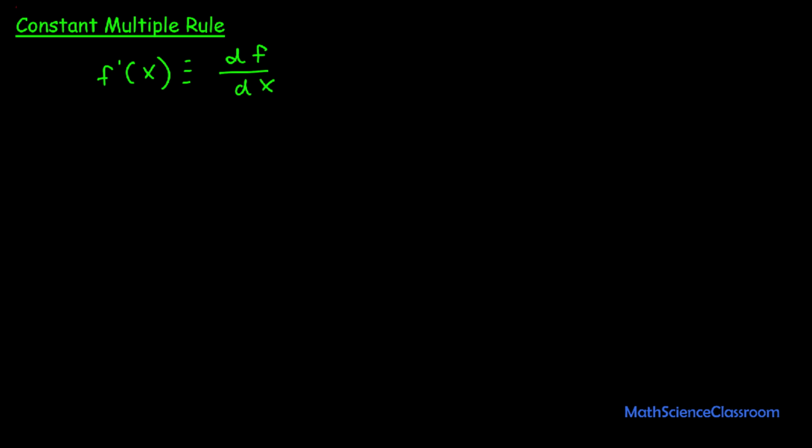Next, the derivative of a constant equals 0. But what happens if we have a function being multiplied by that constant?